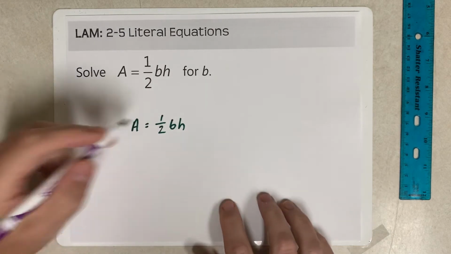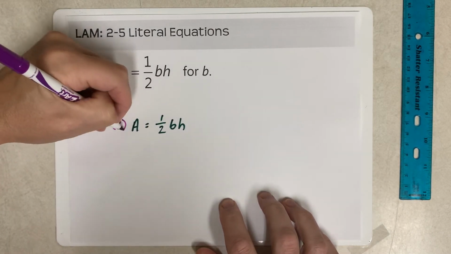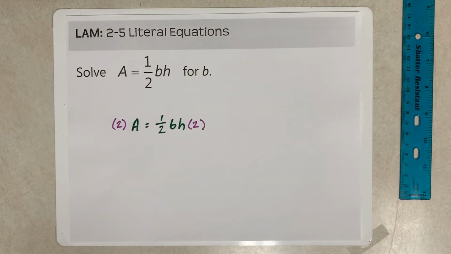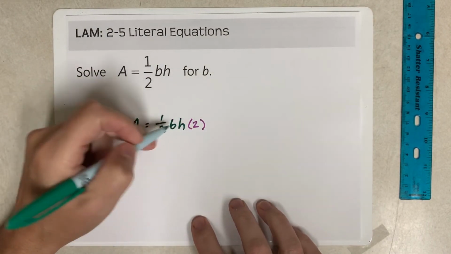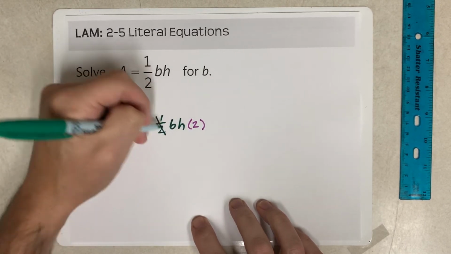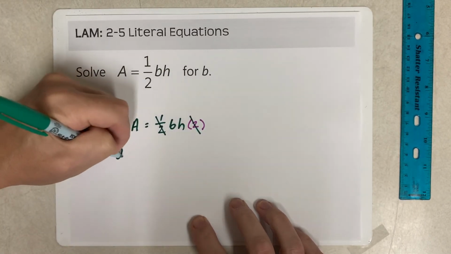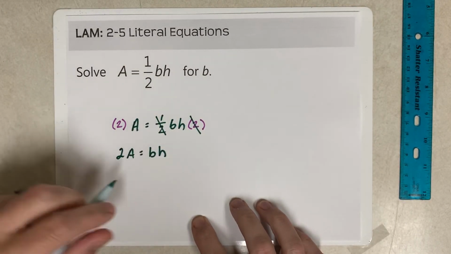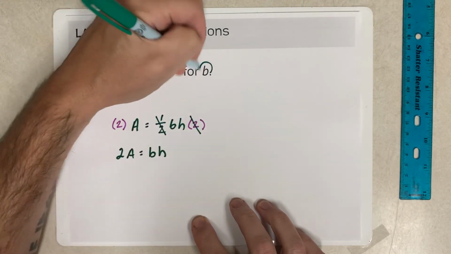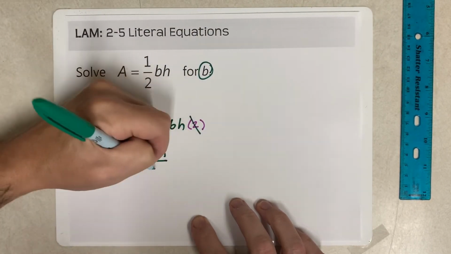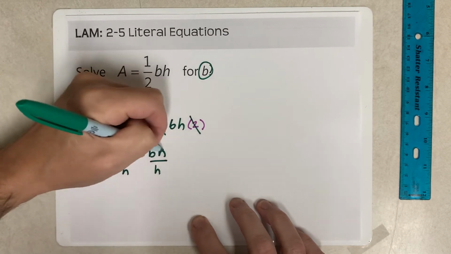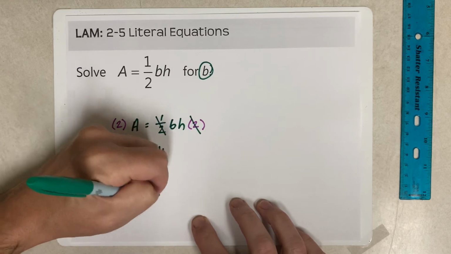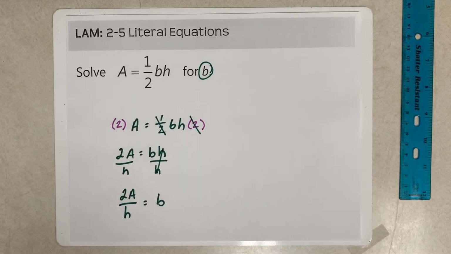And to get rid of a 1/2, we generally multiply both sides by 2. If you multiply both sides by 2, 1/2 and 2 are multiplicative inverses, so they will cancel out and make 1. So now we have 2A equals BH. Okay, so now we need to divide both sides by H, because remember, we're solving for B. So divide by H, and 2A over H is equal to B, and then that's our final answer for that one.